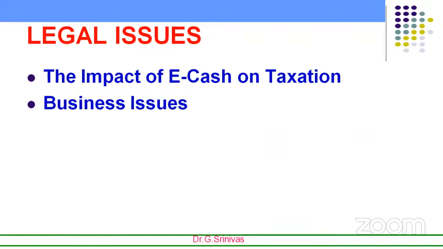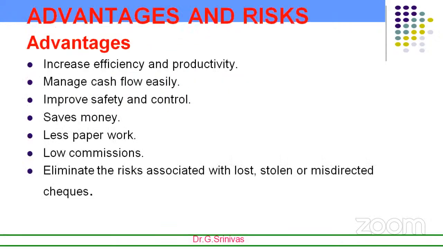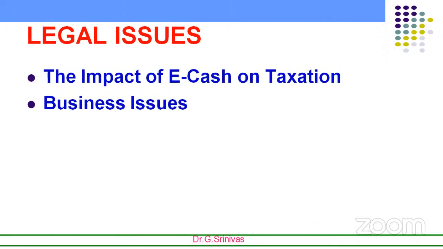Legal issues. What are the legal issues we have by using e-payment systems? Here we have two types of issues: the impact of e-cash on taxation and business issues. These two are the legal issues we have with these electronic payment systems. On e-cash and taxation, whatever transaction we are doing, we have two side effects. One is that whatever transaction we do will be noted, and there is transparency in the transaction because everything is digital.